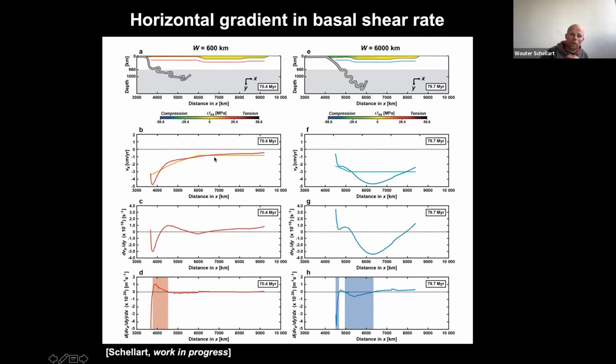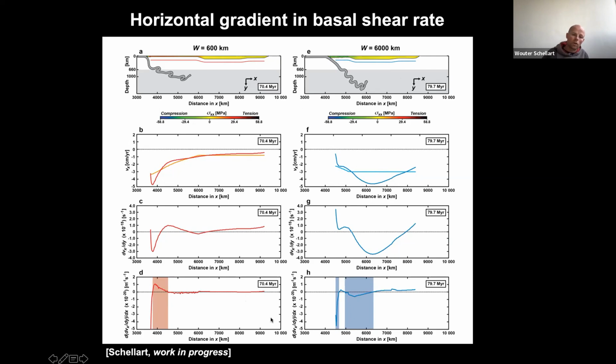And so this here shows the velocities in the overriding plate in orange and the velocity in the mantle at 150 kilometers below the base of the overriding plate in red. The same here, but then for the wide slab model, the velocity in light blue of the overriding plate, and in dark blue, the velocity of the mantle, the horizontal velocity in the x direction here at 150 kilometers below the base of the overriding plate. And so from this, we can get the shear rate below the overriding plate. And from the shear rate, we go to the bottom two diagrams.